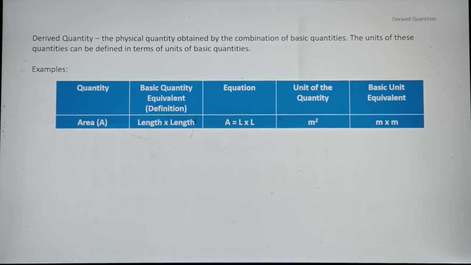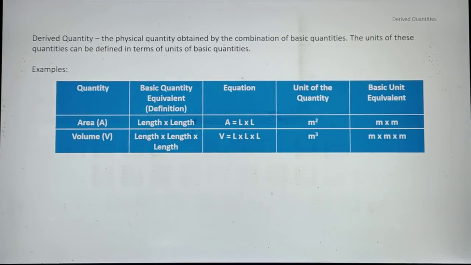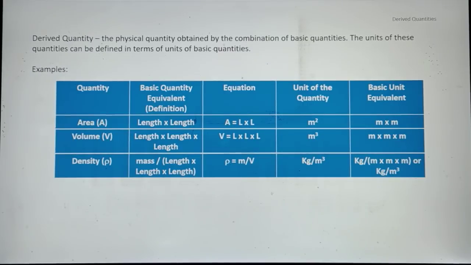Area is a derived quantity defined as the product of two lengths, and the unit is the product of the units of length, meter squared. Volume is defined as length times length times length. The unit is cubic meter. Density is defined as mass per unit volume. The equation is rho equals m over v, and the unit is kilogram per cubic meter.